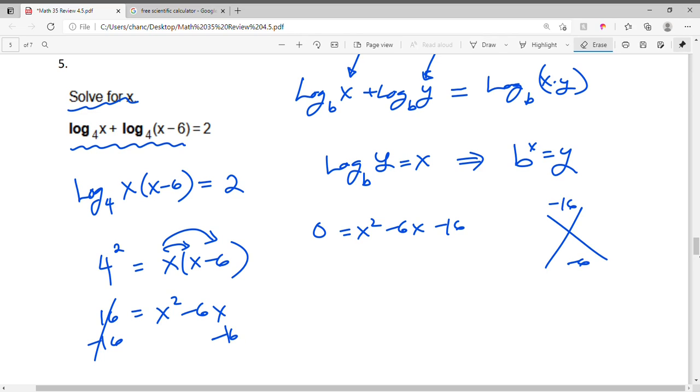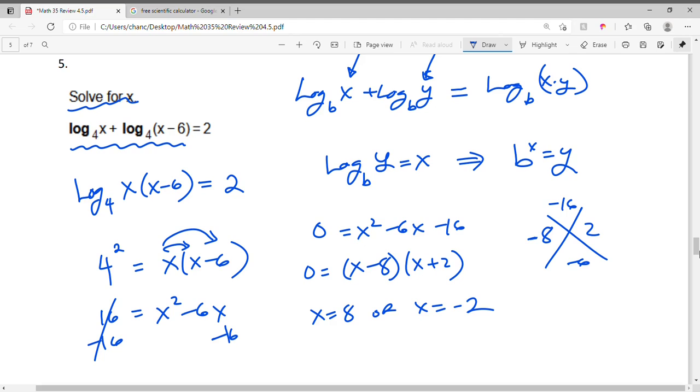This factors as 8 and 2, and this should be a negative 8. We have x minus 8 times x plus 2. Solving these for x, we have x equals 8 or x equals negative 2. Now since this is a logarithmic equation, you have to check your work. So plug in 8 into the original equation and see if it's satisfied. And in this case, x equals 8 is a good solution.